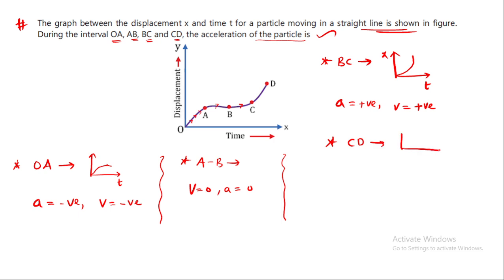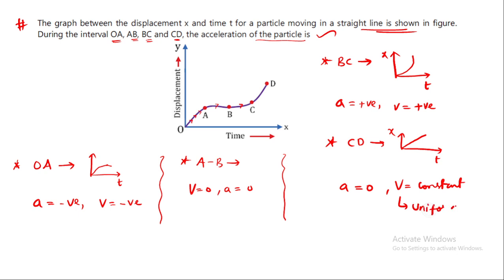And if you see the next time interval, which is C to D, it clearly shows that the displacement and time graph is a straight line, meaning there is no change in the velocity. If there is no change in the velocity, acceleration becomes zero. Acceleration is completely zero, and the velocity will be constant. Okay, I can also say uniform motion.